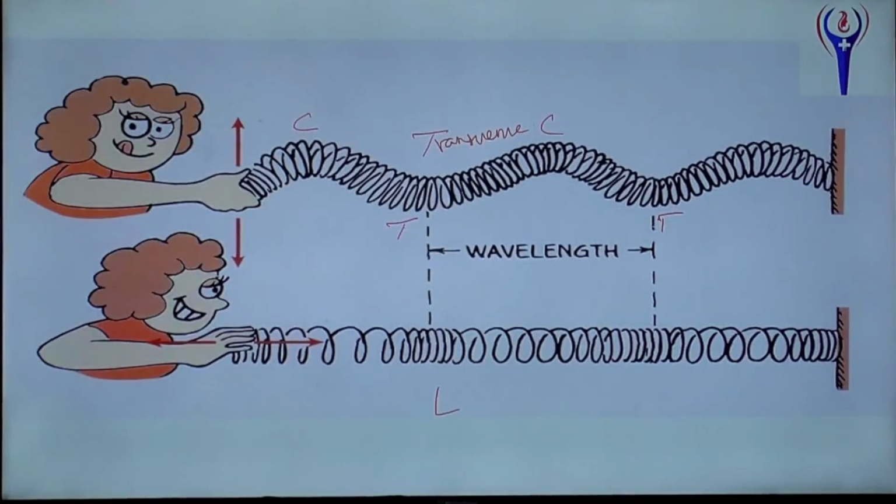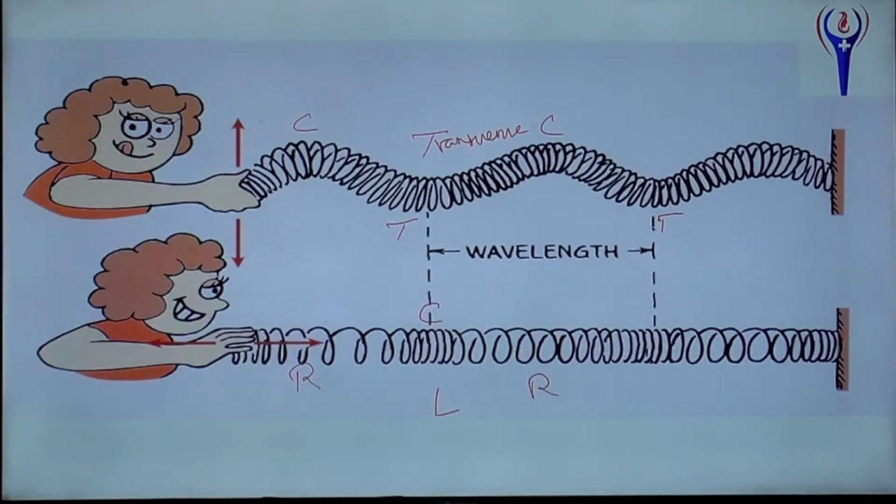And here, what's the name of this? This is rarefaction, this is compression. Rarefaction, compression, rarefaction. The distance between two rarefactions or two compressions is the wavelength. Okay, so this is how transverse and longitudinal waves are shown using a spring.